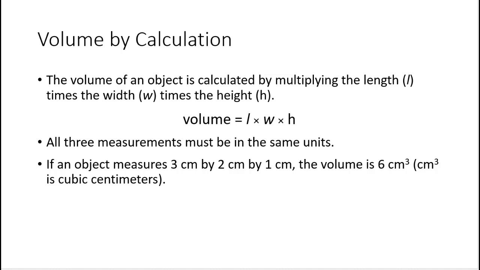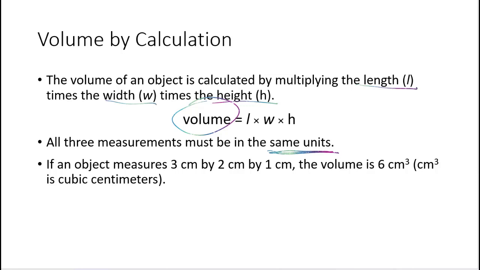Now sometimes we need to find volume not just by looking at a graduated cylinder. We might have to calculate it. And if it's an object that is, let's say, a rectangle, I need to do length times width times height to find the volume. And all of these measurements need to be in the same unit. So if one is in inches and one is in meters, you need to get them all to the same unit, so it might require some unit conversions.